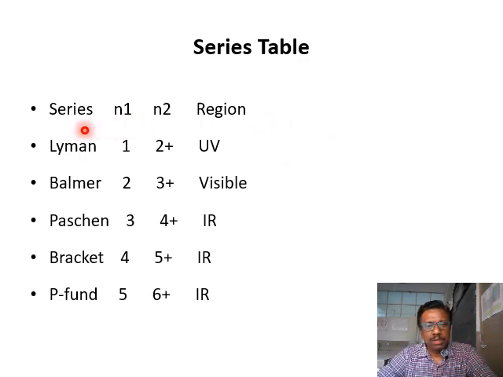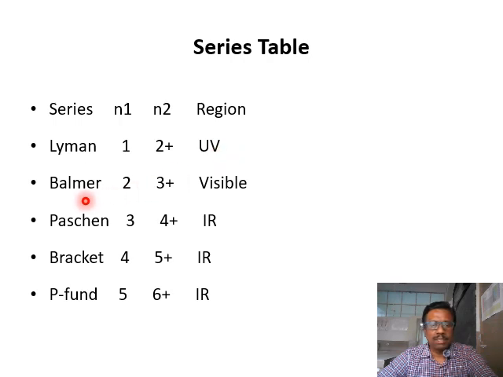Series table. The first column is series, the second column is n1, the third is n2, and the fourth column is region. Lyman series: the electron jumps from n1 equal to 1 to n2 equal to 2 and higher. The "2 and plus" mentioned here means n2 is equal to 2 or it may be higher, that is, n2 may be 3, 4, or 5. So there is a probability that it can jump to any higher energy level greater than 2. Whenever it jumps back to n1 equal to 1, you get the Lyman series in the UV region.